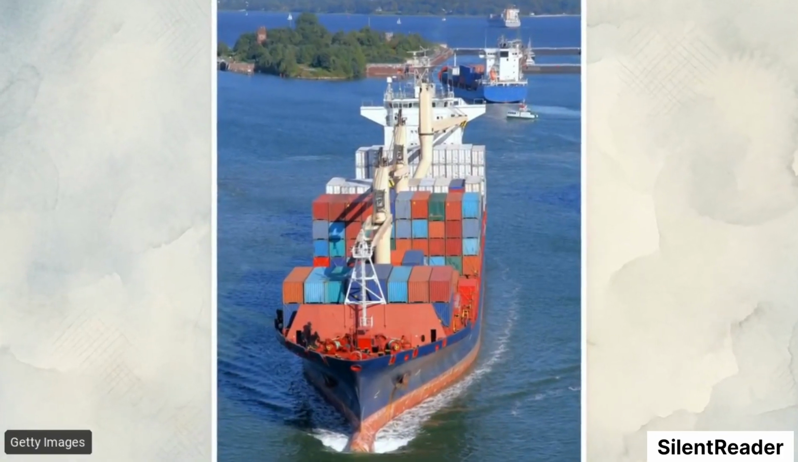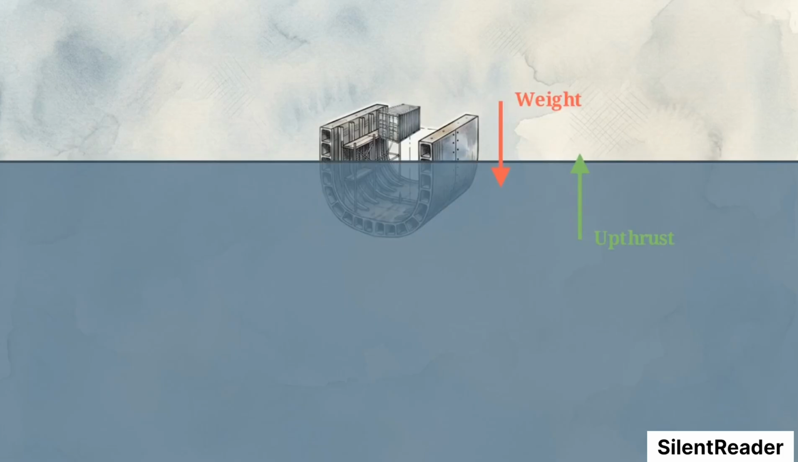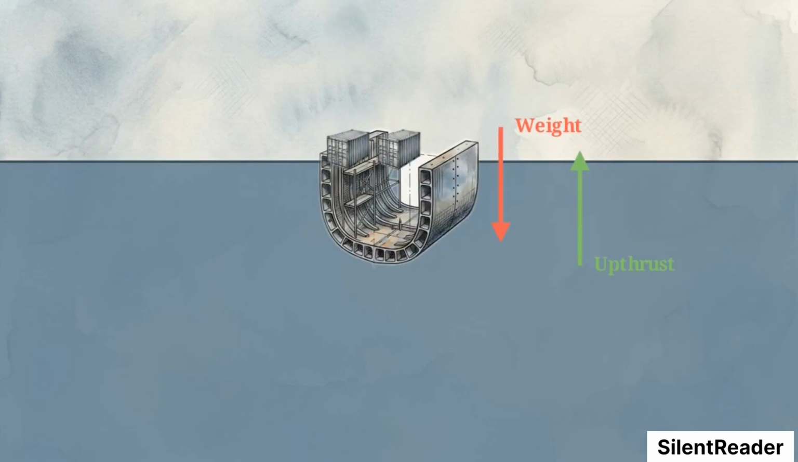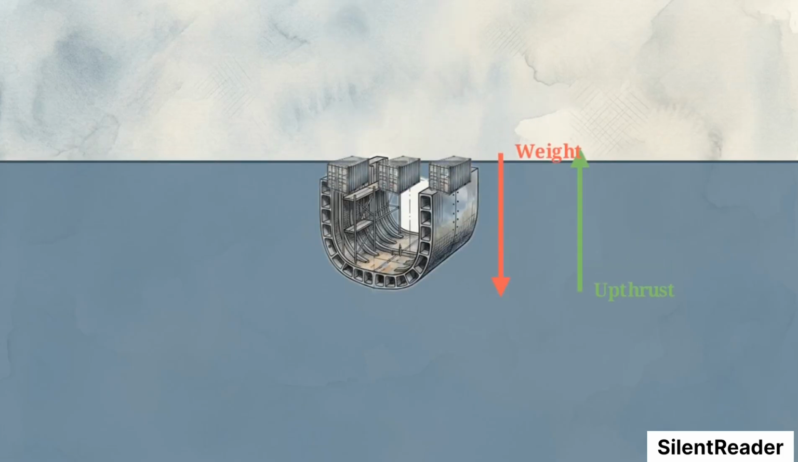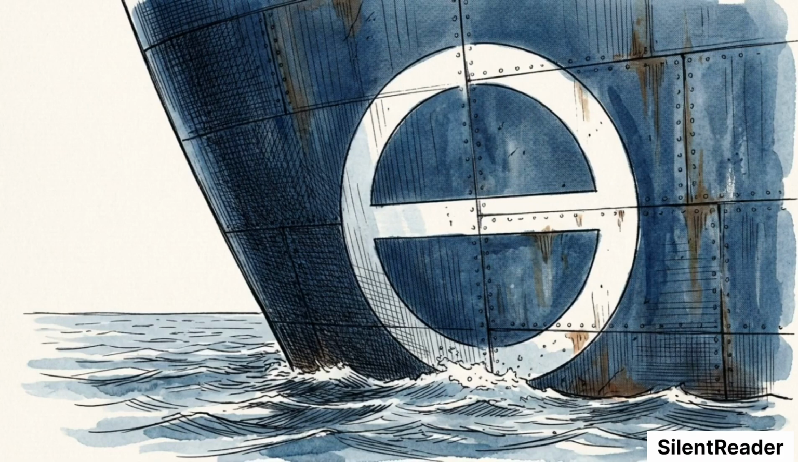Stack a vessel with heavily loaded shipping containers, and you add immense downward weight. The ship has no choice but to sink slightly deeper, displacing more water to find a new balancing point. Add too much cargo, and the downward pull of gravity will overpower the maximum possible upthrust of the hull. Maritime law strictly governs this math, requiring a load line, or plimsoll line, painted on every commercial hull to mark the absolute limit of safe displacement.